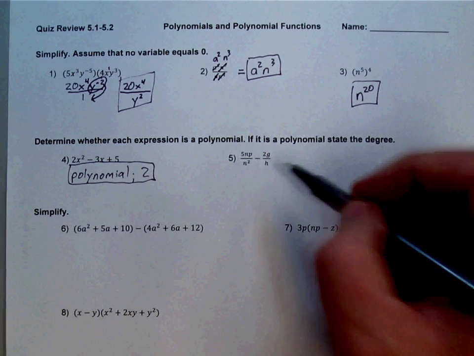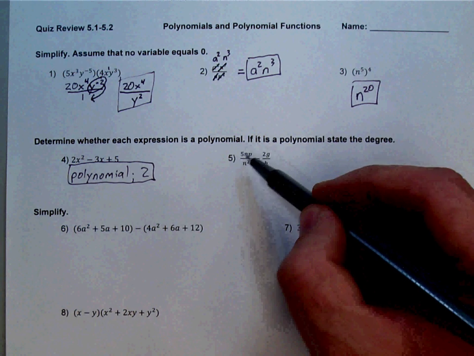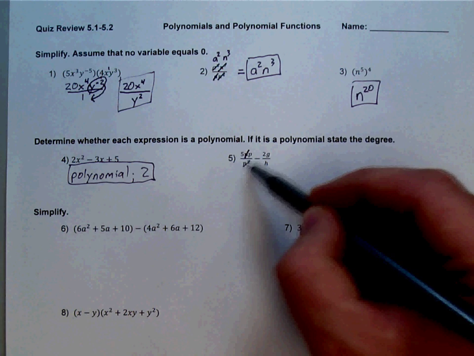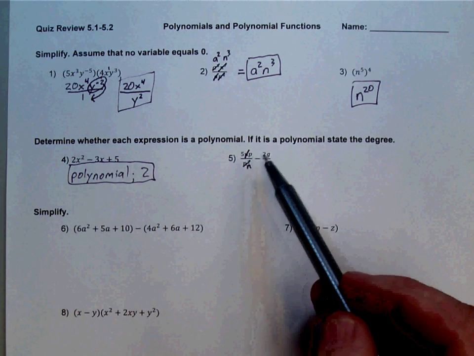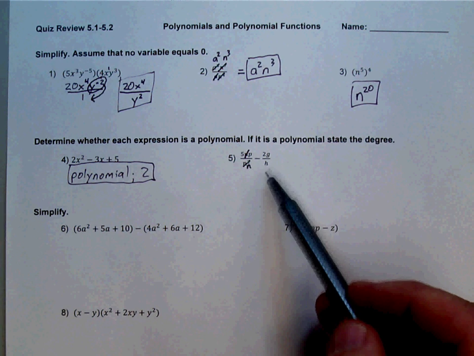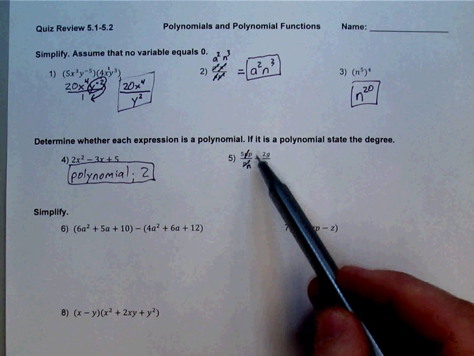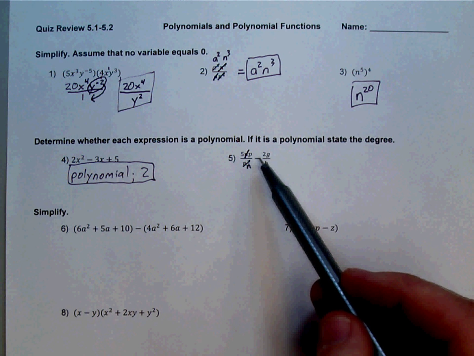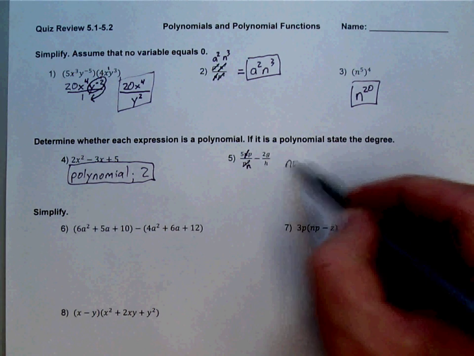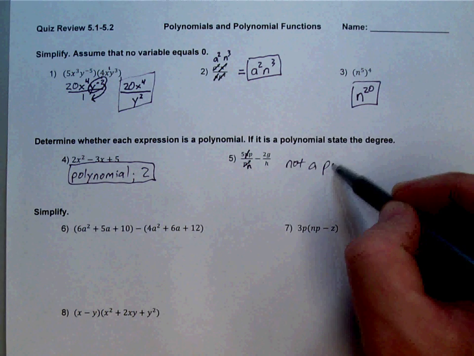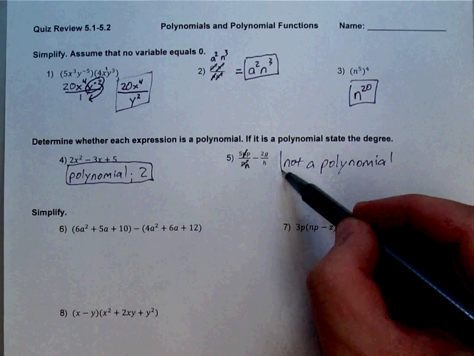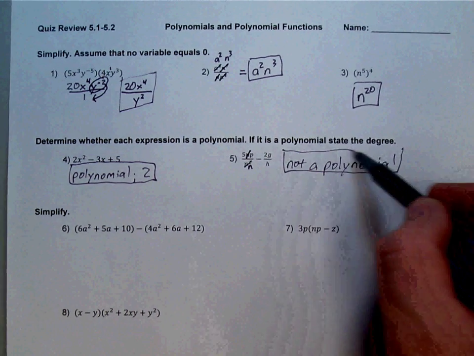The second one, oh, I see the n and n squared. I can simplify that. I can take out an n from the top and an n from the bottom, leaving me with an n in the denominator. Now, here I have variables in the denominators. That makes it not a polynomial, because if I brought them up, I would have a negative exponent. Negative exponents aren't allowed in polynomials, which means I also can't have variables in the denominator. So we would say that this is not a polynomial. And because it's not a polynomial, I do not have to give a degree. So I'm done.